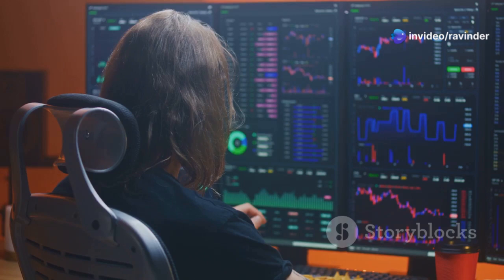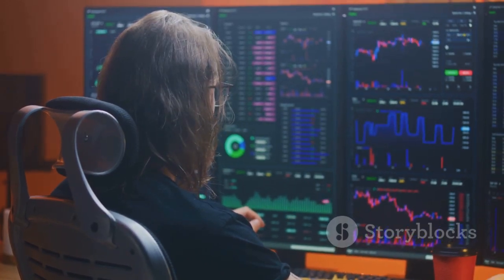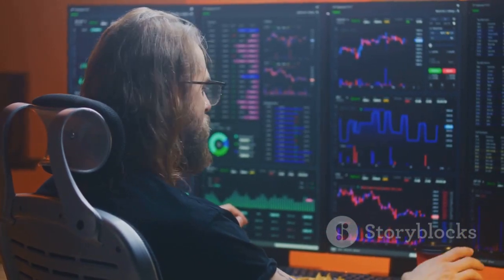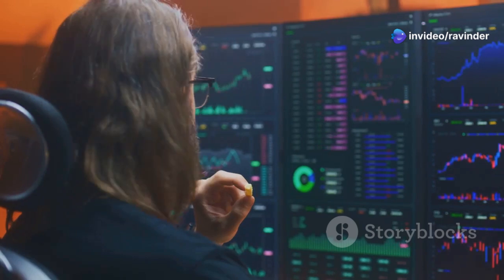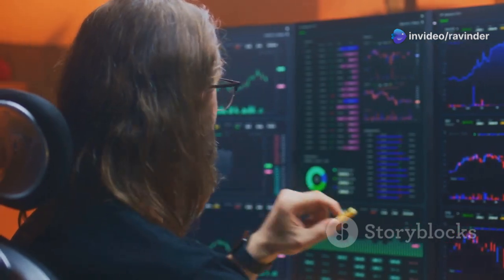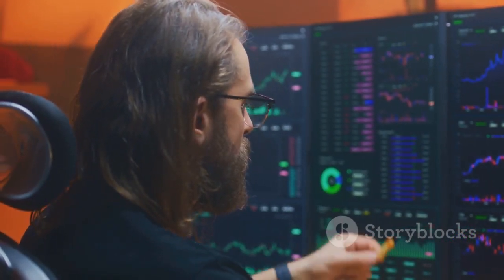Day trading, on the other hand, is all about profiting from short-term price fluctuations in the stock market. Day traders typically buy and sell stocks within the same trading day, aiming to capitalize on small price movements. It's a high-risk, high-reward strategy that requires significant time, skill, and discipline.